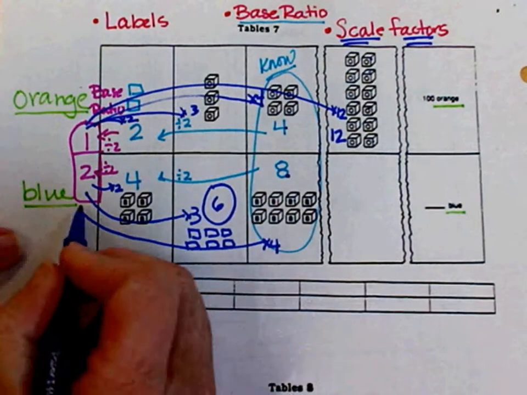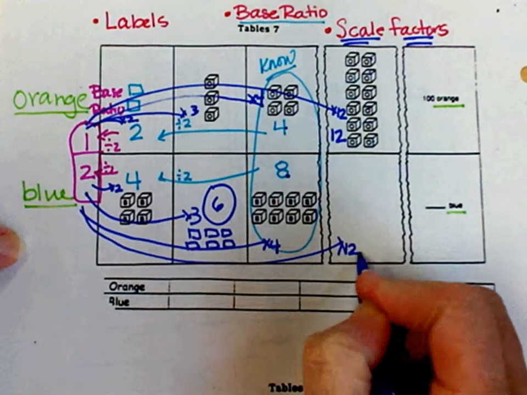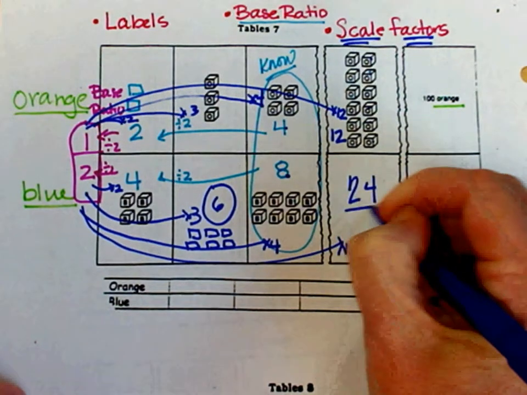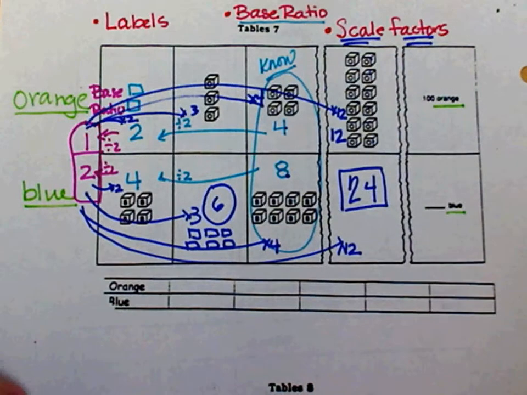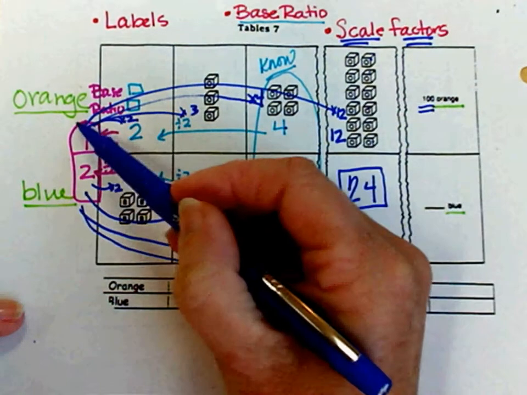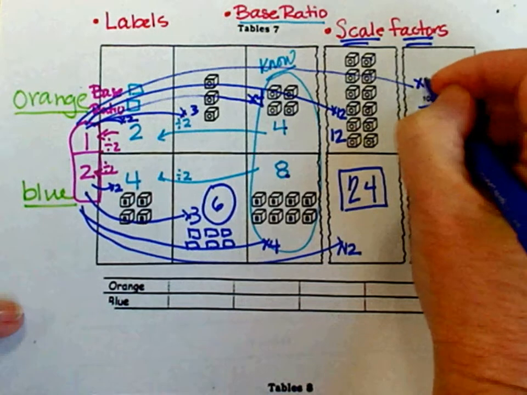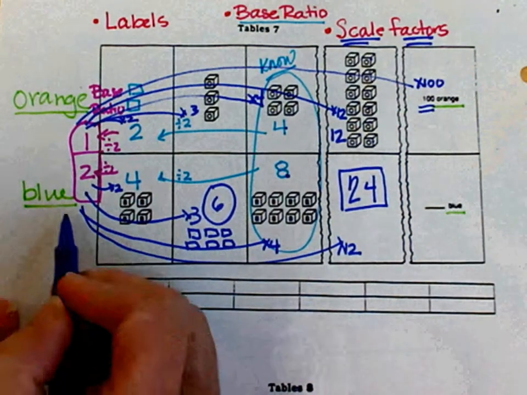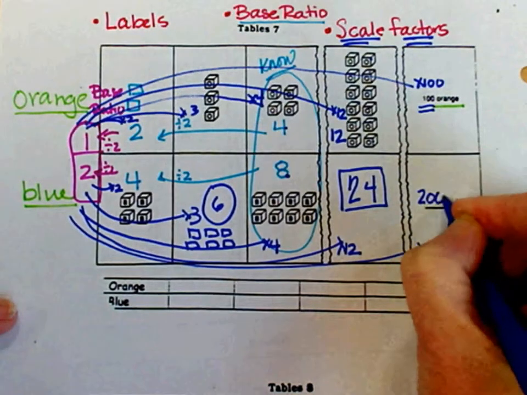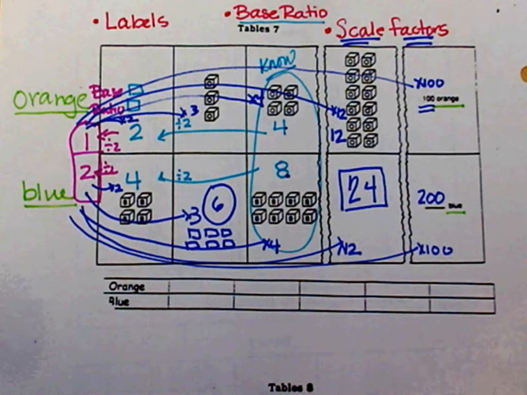If I do it to the top, I do it to the bottom. So what is 2 times 12? And that answer is 24. Now I'm not going to draw 24 blocks, so I'm just going to write the number in 24. Now you see the page break again, and we're going to jump to the number 100. 1 times 100 is 100, so 2 times 100 is 200. So I have completed a table using a base ratio, using scale factors to find missing parts of my table.